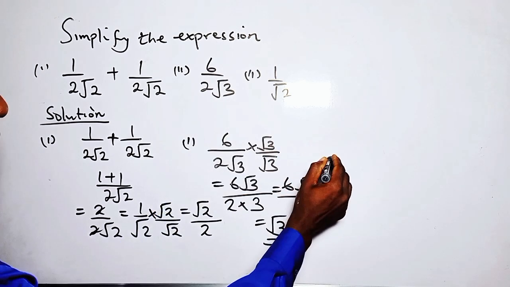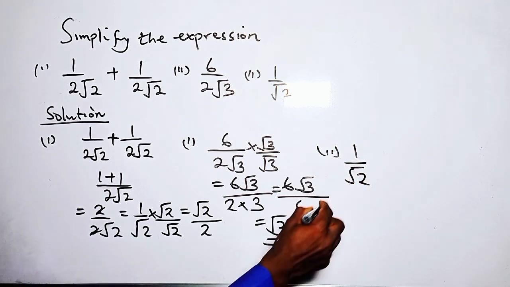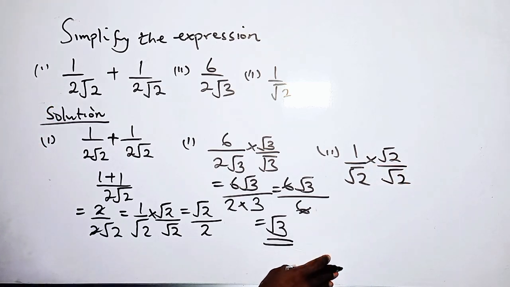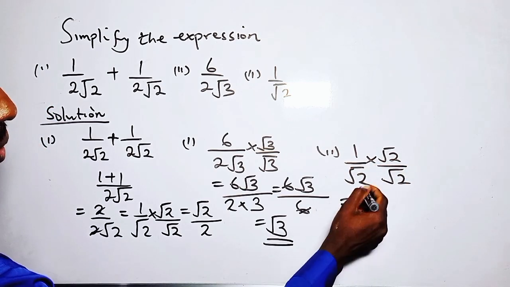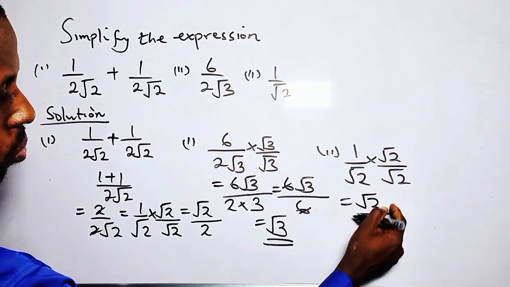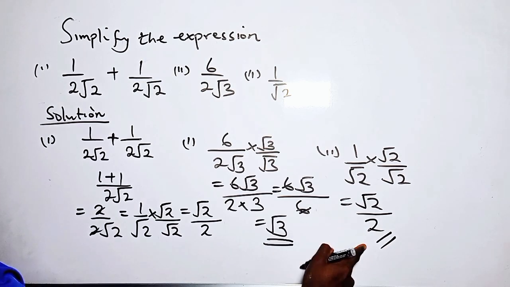So for the third one, we have 1 over root 2. So we rationalize, so we have root 2 over root 2. So here we have 1 times root 2 is root 2. Multiplying the same roots, we take out 1 as 2, so our final answer is root 2 over 2.